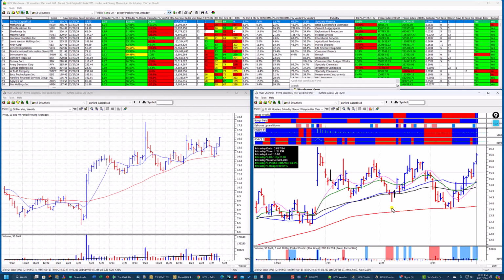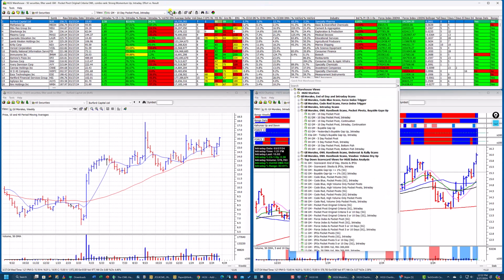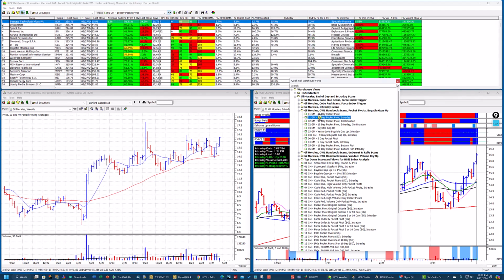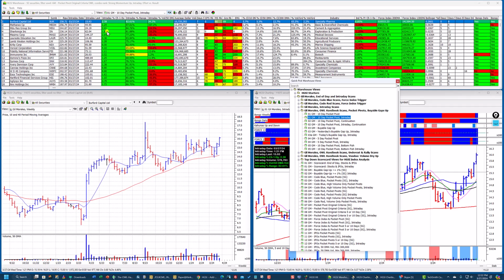So when you're scanning for end of day, that's yesterday's news. That's why I like to look at the intraday to see what's happening today.